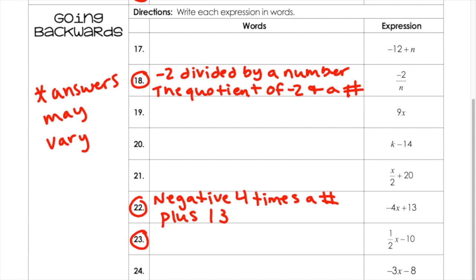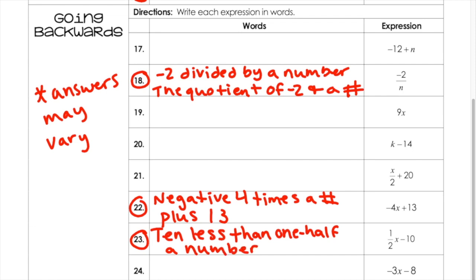All right, number 23, we have half a number minus 10. So you could say half a number minus 10. You could say 10 less than 1/2 a number. You could say 10 subtracted from a number divided by 2. There are always a few different ways that we can write these expressions.